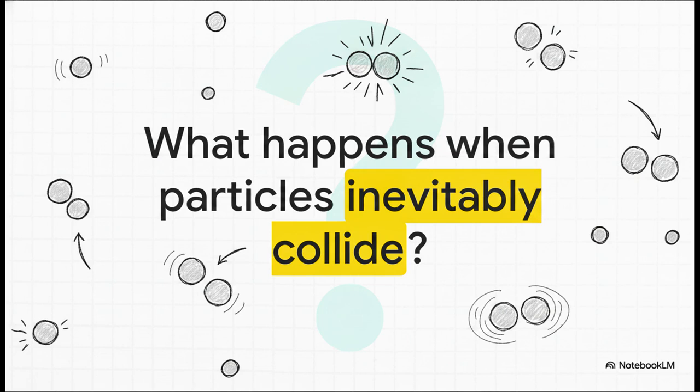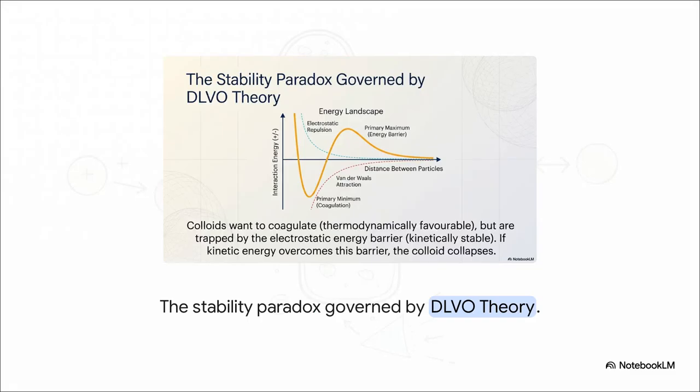But here's the thing. Despite these awesome defenses, the Brownian motion and the electrical double layer, the continuous kinetic chaos of the microscopic world means that eventually particles are going to slam into each other with intense force. So what dictates whether they safely bounce off or stick together and ruin the entire system? That question is answered by the DLVO theory, which maps out the ultimate energy landscape of a colloid.